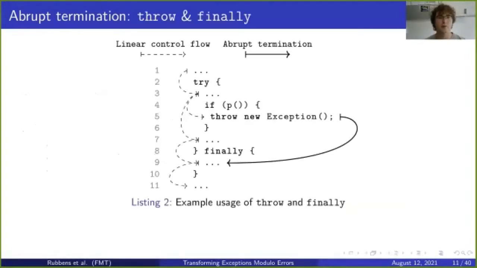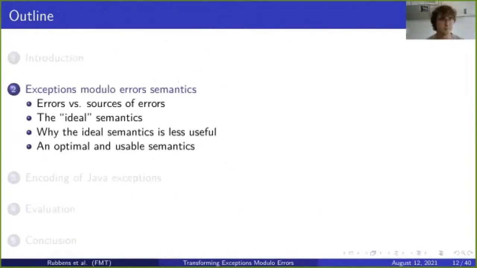So here's an example of abrupt termination using throw and finally. The dotted line indicates what linear control flow is, and you can see it proceeds linearly through the program. And then the thick arrow shows you what abrupt termination is. And you can see that as soon as the throw statement is encountered, abrupt termination takes over and redirects control flow to the nearest finally. Now you can imagine that in this simple example it's quite clear where to go, but for more complicated programs this control flow might become quite complex and tangled.